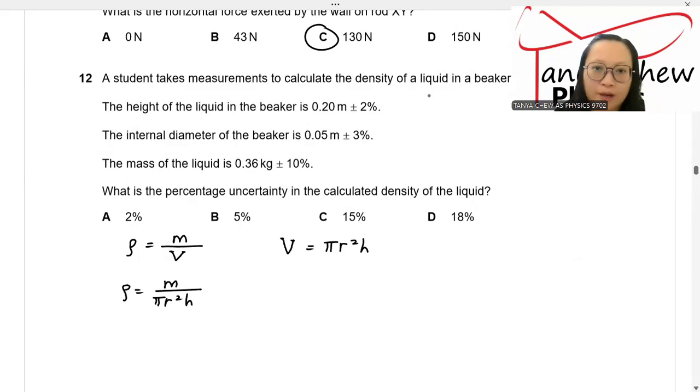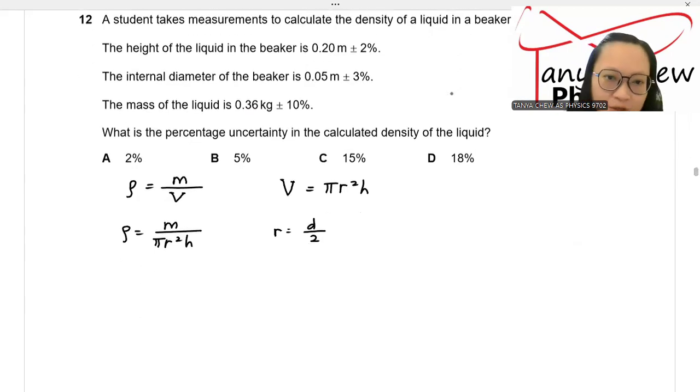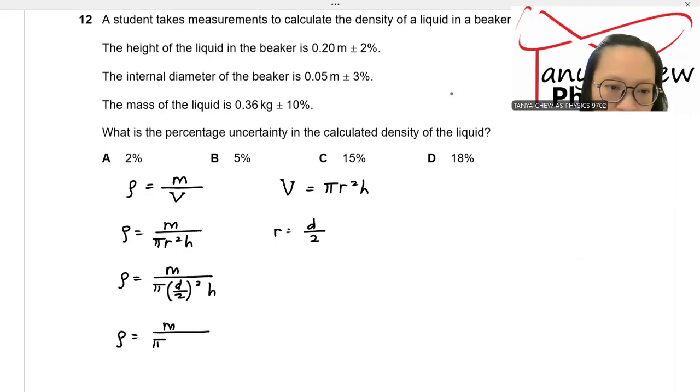Bear this in mind: I don't have r, I only have the diameter. So you know that r is equal to diameter over 2. r squared would be equal to diameter over 2, squared. So density is mass over pi times d over 2 squared times h. So density is equal to mass over pi diameter squared over 4 times h. I am going to use this.